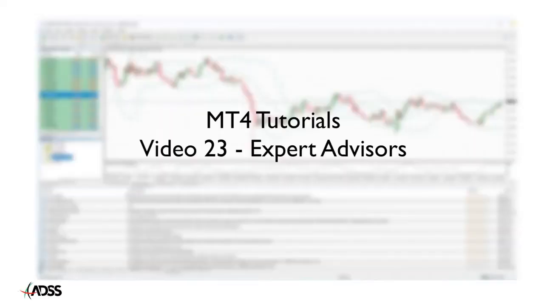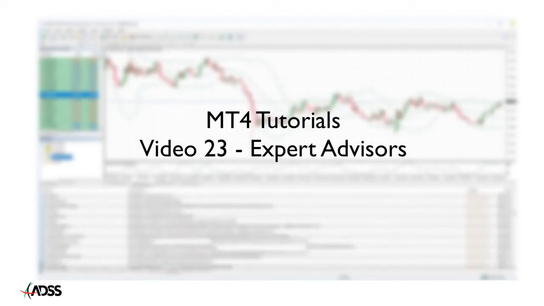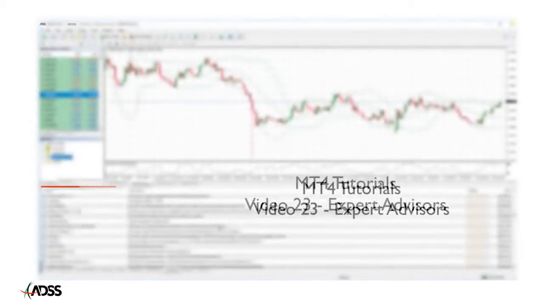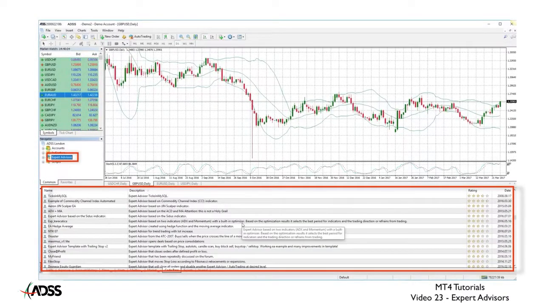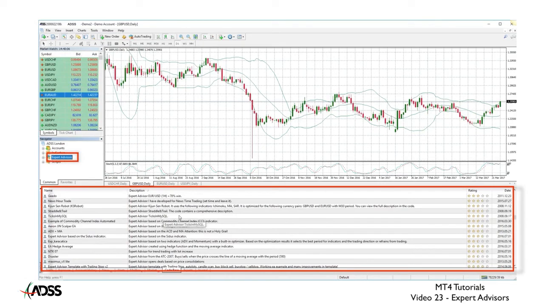As you progress in your journey as a trader, your broker and other third parties will offer you plugins and accessories for your MT4 platform. These are called expert advisors, or EAs, and most interact with MT4 functionality. Let's look at a couple of examples.